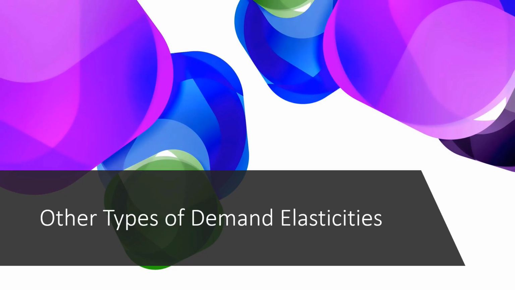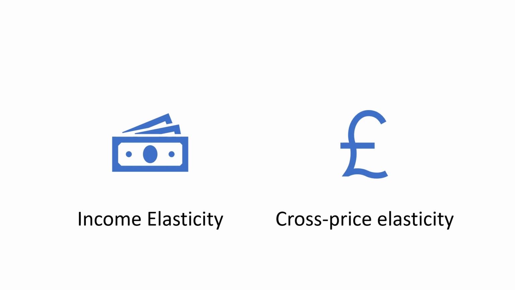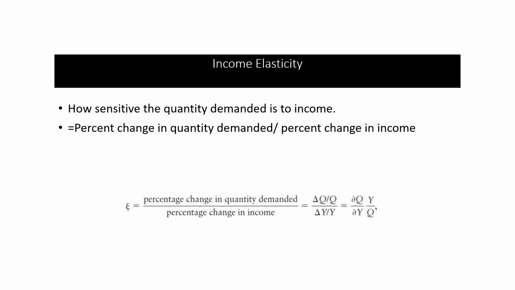Today we will be discussing other types of demand elasticities. So we have two components, income elasticity and cross-price elasticity. So let's discuss income elasticity. It tells us how sensitive the quantity demanded is to income. It is basically the percentage change in quantity demanded divided by the percentage change in income.